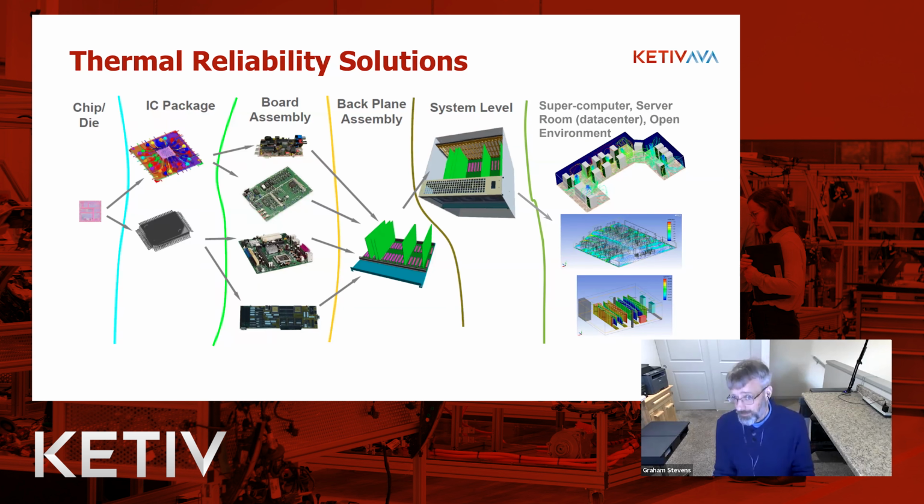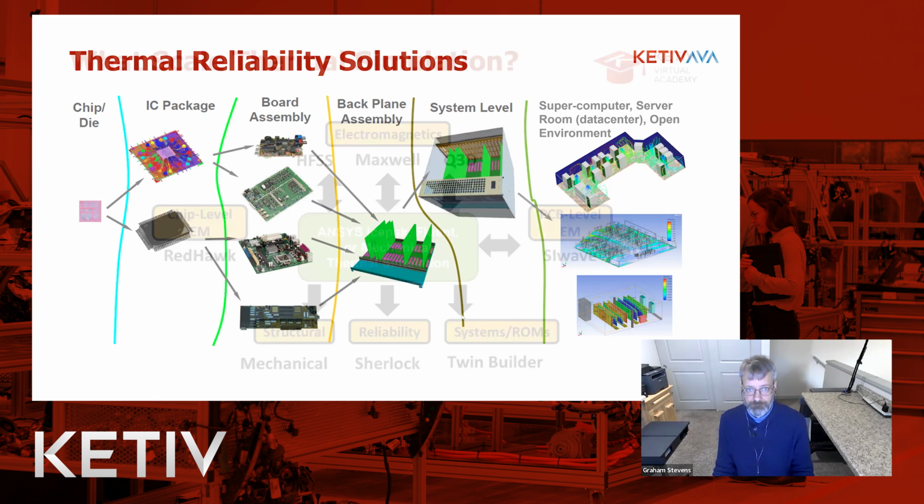And then when we think about thermal reliability, we also have to start considering scale. So IcePak can be used on all these different scales: the chip, the IC package, board assembly, backplane assembly, system level, and some sort of open environment level. As you go to higher levels of abstraction, you may want to go to some sort of a reduced order model or some sort of a thermal network to make the calculations more tractable. But Ansys can handle all of these different scales.